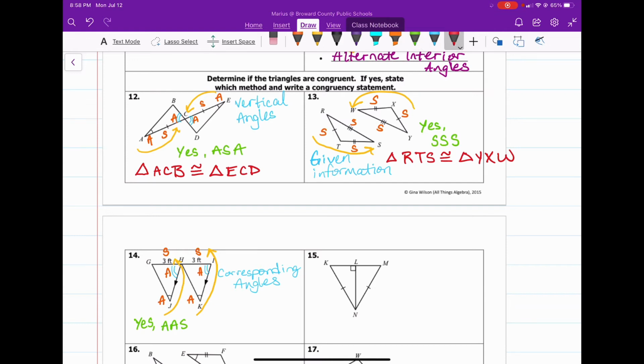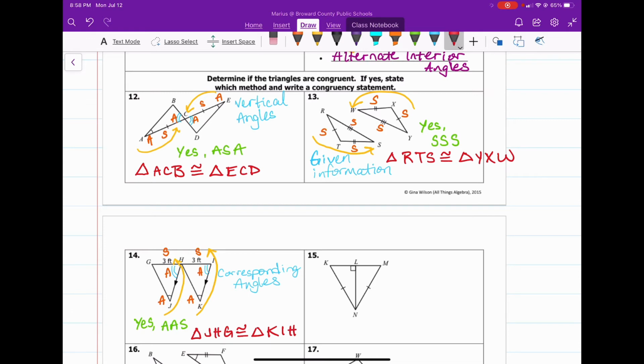And now we write our congruency statement. The triangle to the left is triangle JHG is congruent to triangle. Now the triangle to the right is KIH.